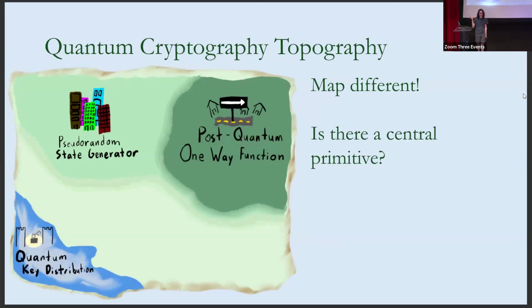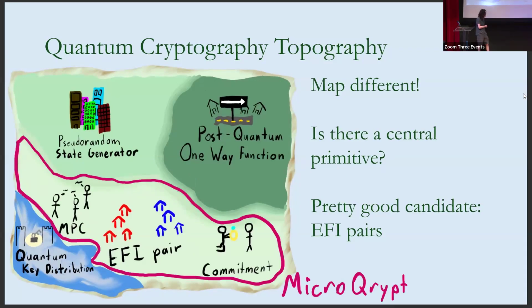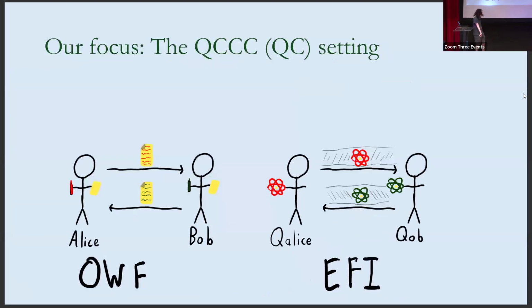And we might wonder, is there a central primitive for this map as well? And it turns out there is. It's the EFI pair. At least this is the general consensus. It's still slightly controversial, but I think it's a pretty good candidate. EFI pairs, which I will not define here for this talk, are simple, minimal, and flexible. Trust me on this. And they can also be used to build a whole bunch of useful things, which is often known as microcrypt.